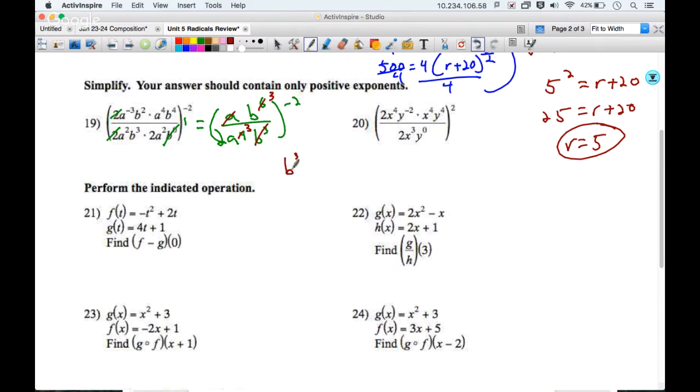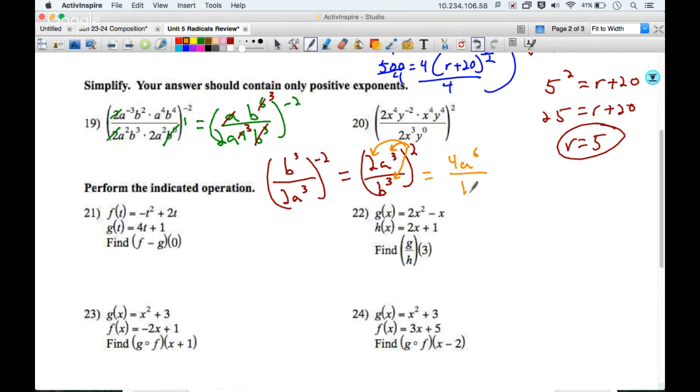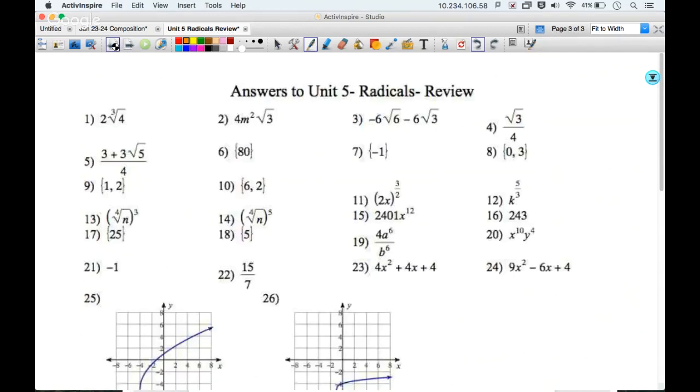I've got b to the 3rd on the top times 2a to the 3rd, all to the power of negative 2. Well, negative exponents flip fractions, so I'm just going to deal with that negative right now by flipping this upside down and getting rid of the negative. But there's still the 2 there. And now that 2 can get distributed, but when it does so, be very careful. It's going to multiply that 3. It's also going to get distributed to that 2, and it's going to multiply this 3 here to give me 4a to the 6th over b to the 6th. Let's check 19. 4a to the 6th over b to the 6th. All right.